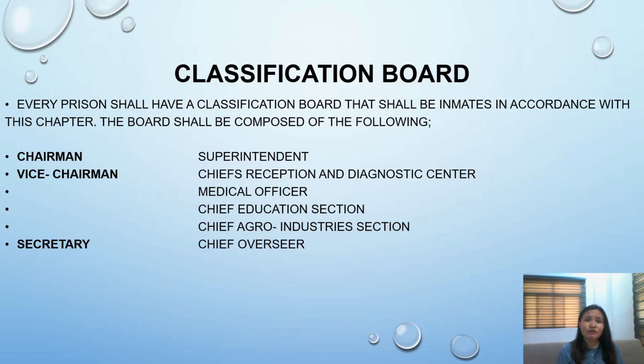Every prison shall have a classification board that shall classify inmates in accordance with this chapter. The board shall be composed of the following. First, we have the so-called chairman, or what we call the superintendent. Vice chairman, that is the chief of RDC. They also have vice chairmen: the medical officer, the chief of the education section, and also the chief of the agro or agri-industry section. The secretary is the chief of overseer. So, that is the classification board in the prison and also in the RDC.